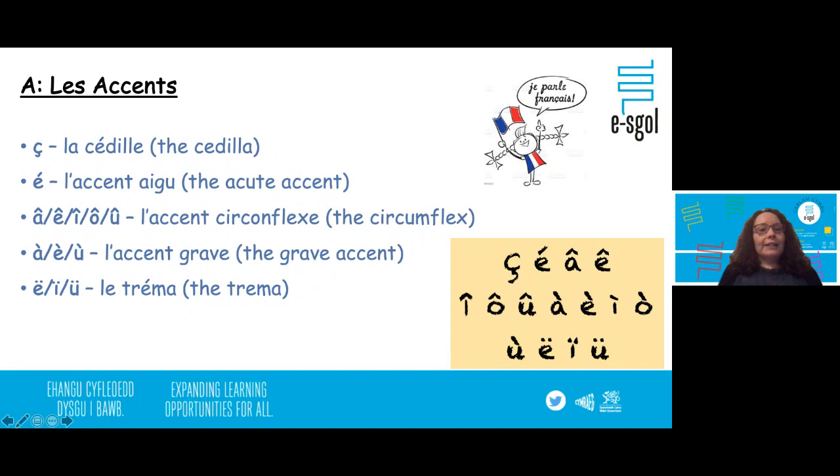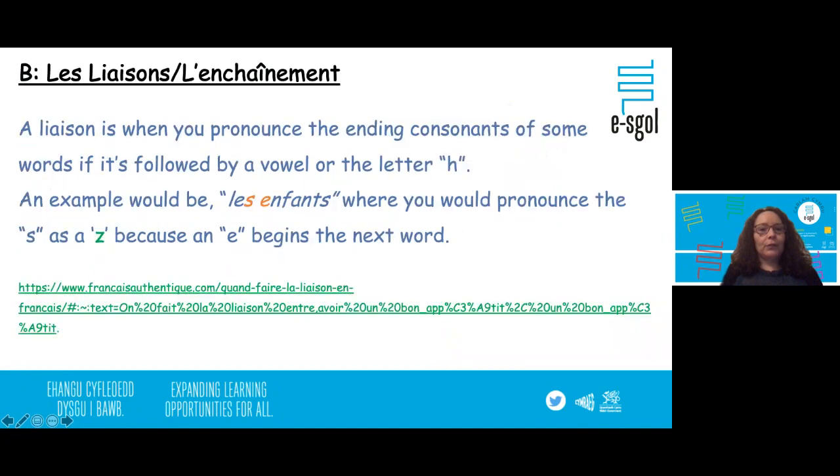So first of all, accents. So for example, la cédille, l'accent aigu, l'accent circonflexe, l'accent grave, and le tréma. On the PowerPoint itself, I explain all of these sounds. For example, la cédille makes an S sound depending on the vowel that follows it. The accent aigu is A, etc. So go through the PowerPoint and there's a lot more information there for you.